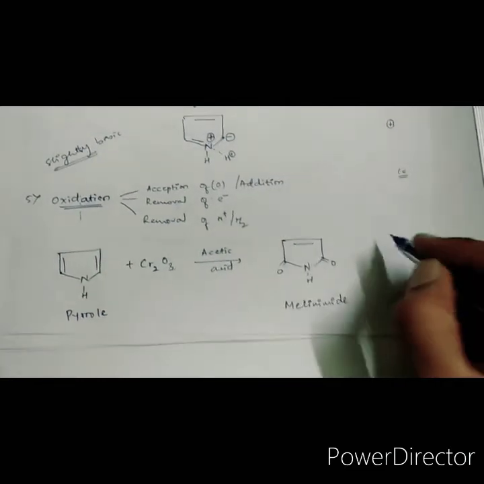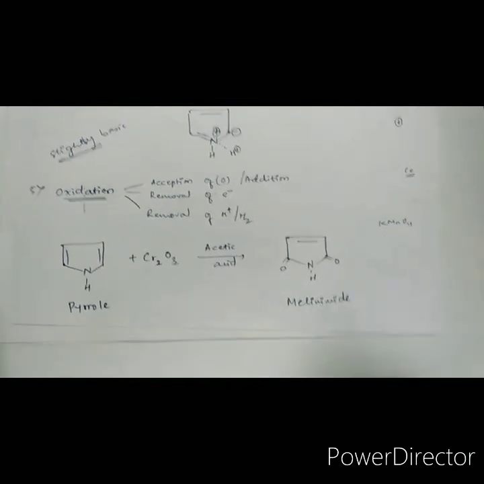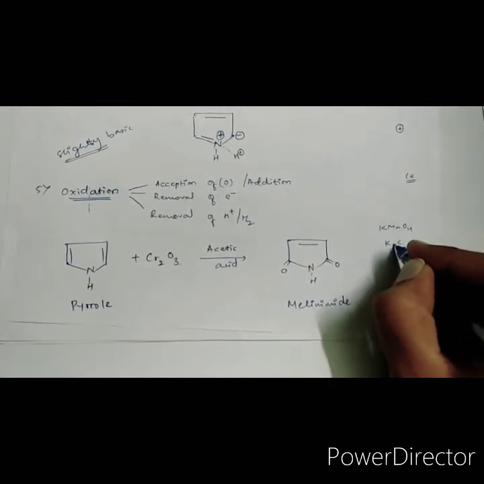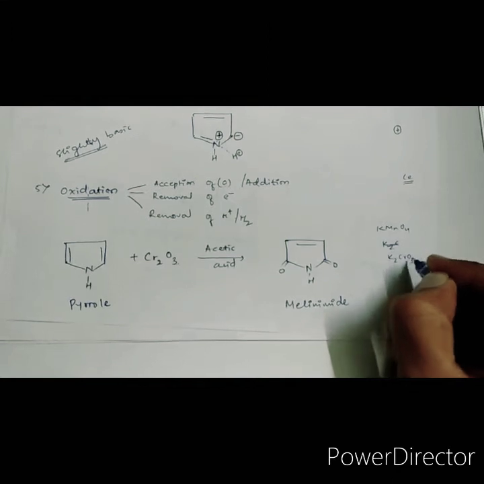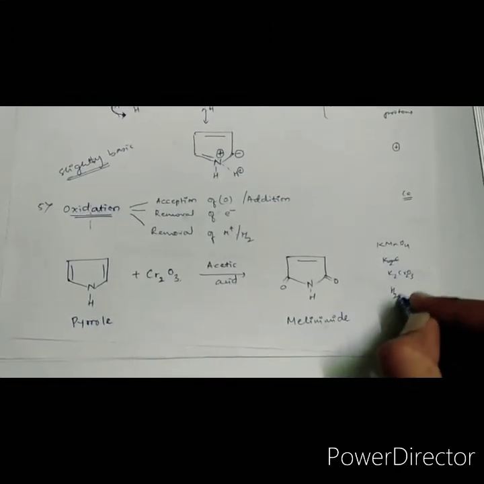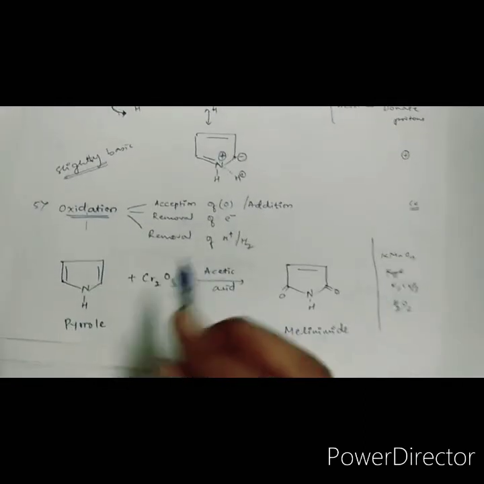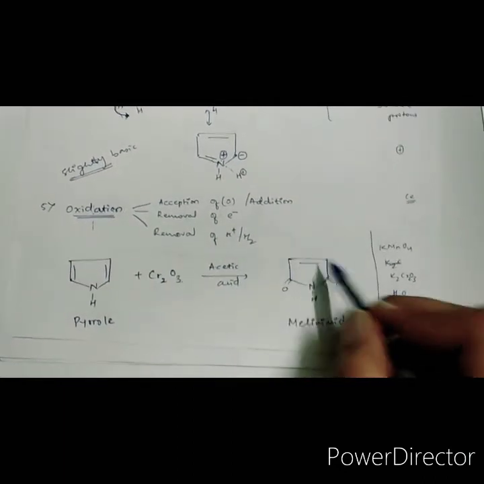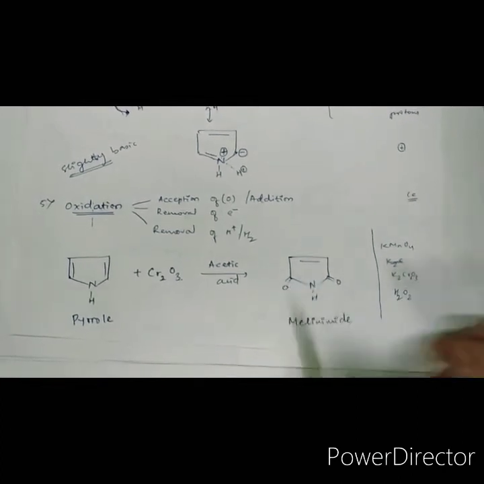Different oxidizing agents are potassium permanganate, potassium chromate, and hydrogen peroxide. But in this case, it specifically reacts with chromium trioxide in the presence of acetic acid, resulting in the addition of oxygen at the second and fifth positions.